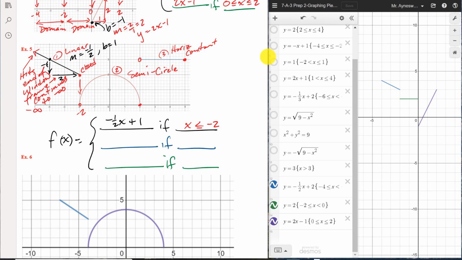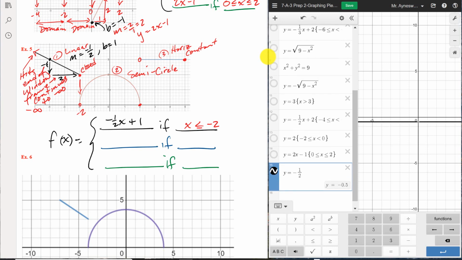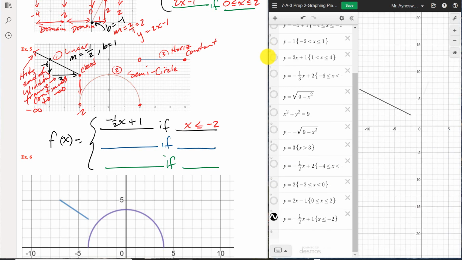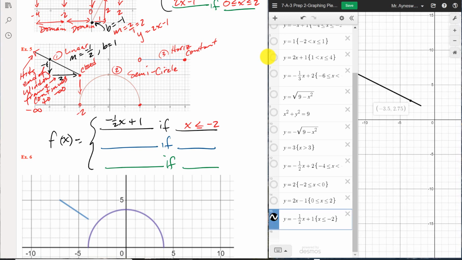So let's check that. So here we go. Deselect those, and let's put in this function here. Let's type it in. So y equals -1/2 x plus 1. And then you've got to put in your restrictions here. So curly brackets, and you just type in x less than or equal to -2. And notice, there you go. It continues forever in that direction, see? Okay, so notice the start point right there is at -2, 2, and that's the same as on the graph. Starts left 2, up 2. So far so good. Okay, now we've got the semicircle.